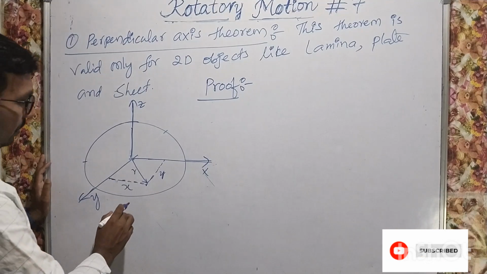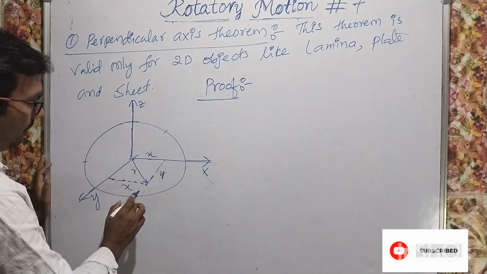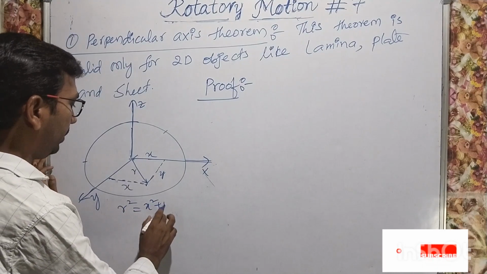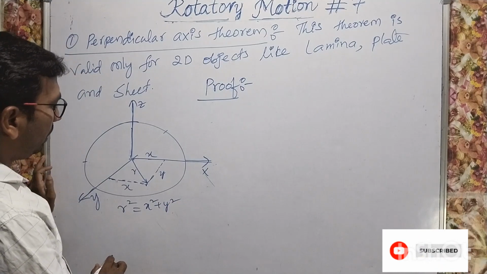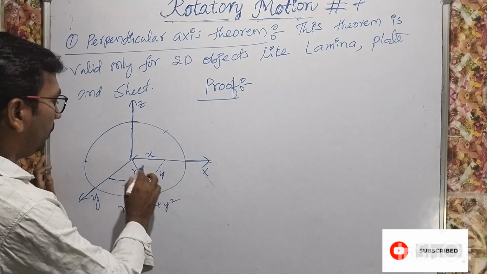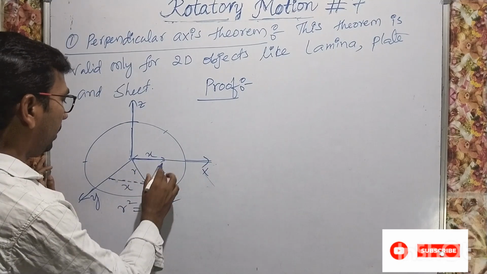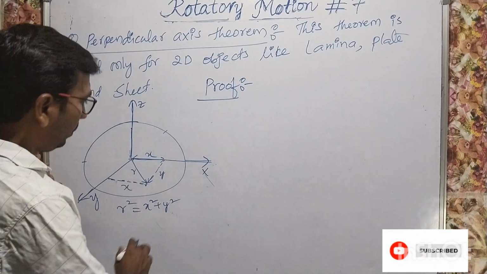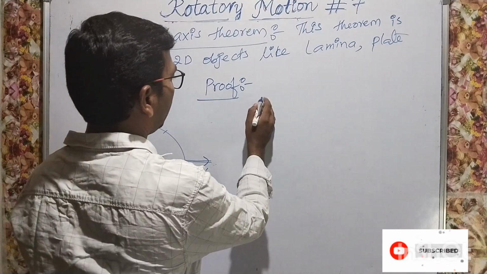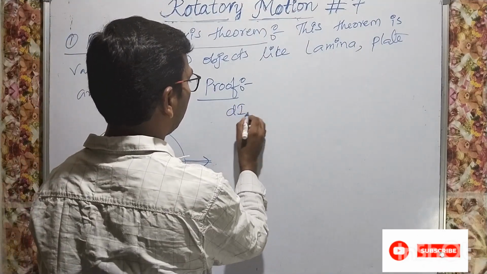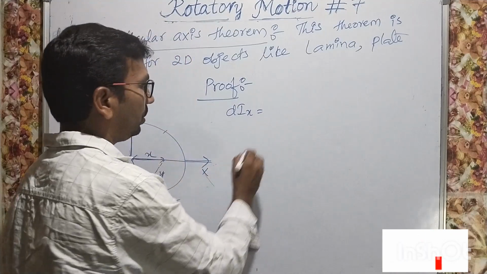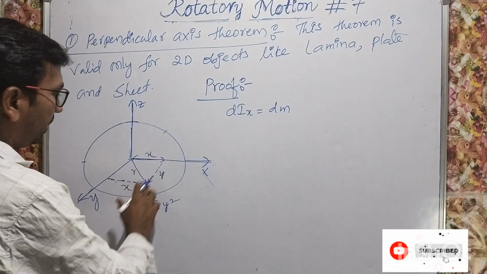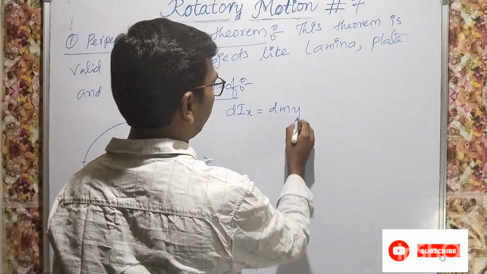So can I write r square is equal to x square plus y square. This is along the x-axis, this is along the y-axis, this is the resultant. So along the x-axis, dix is equal to dm y square, since the perpendicular distance from the x-axis is y.